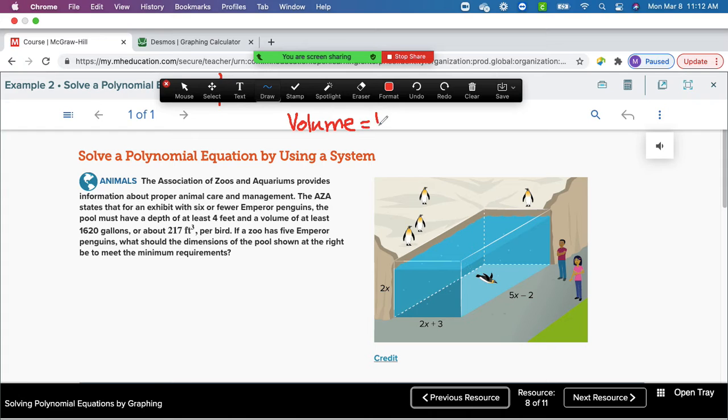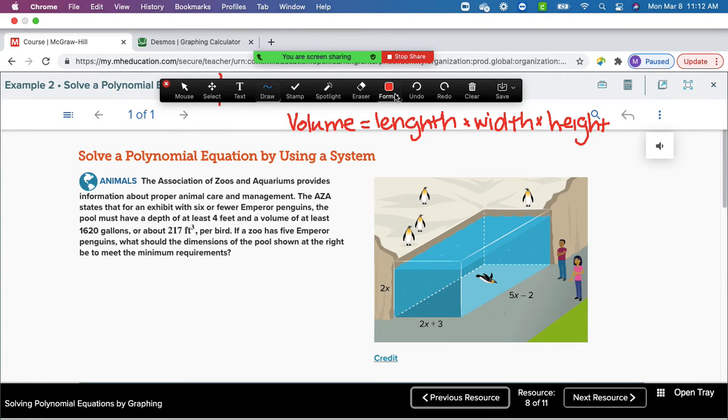So volume equals length times width times height. All right, so we're going to use the information, variables and numbers or expressions that they've given us to create an equation using the volume.